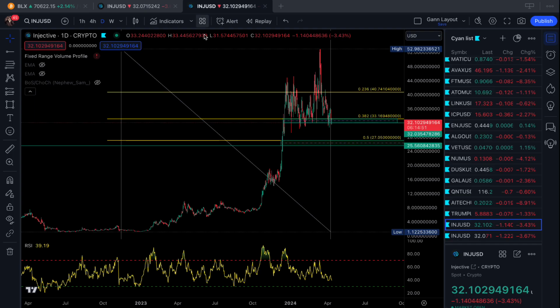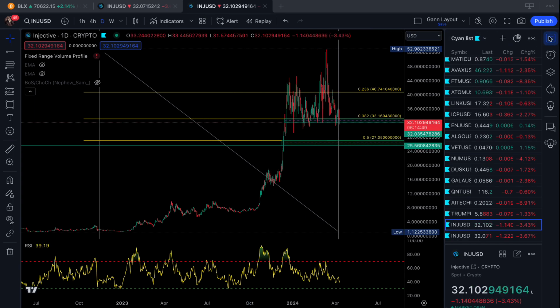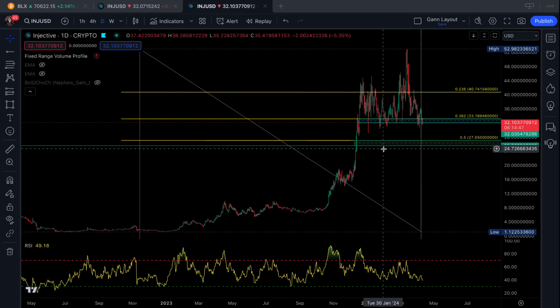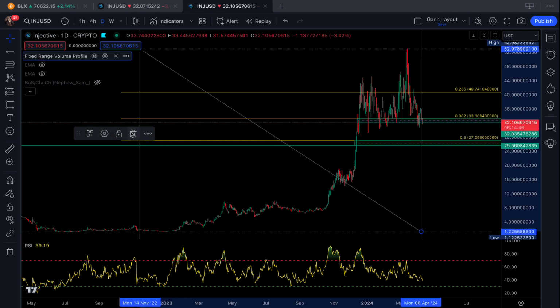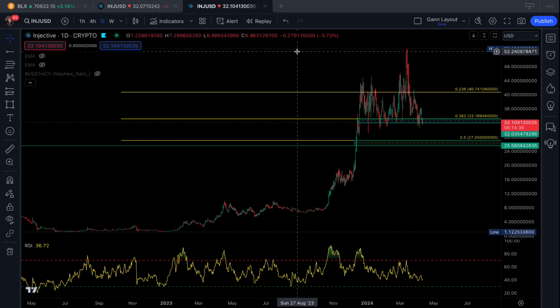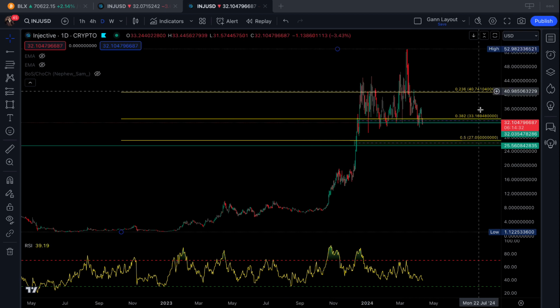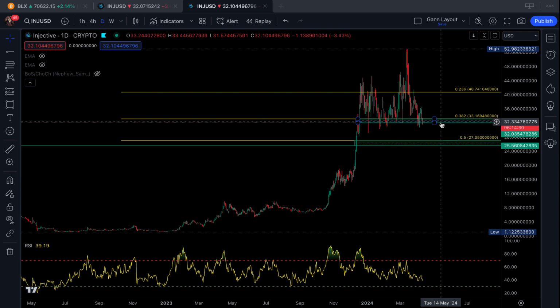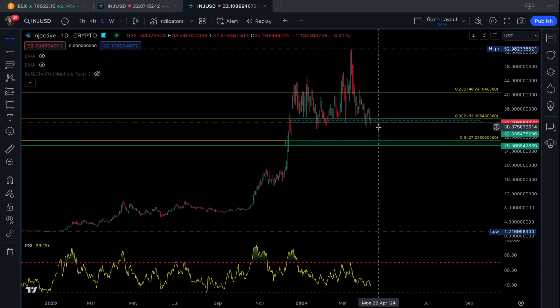Okay, now let's go over to the daily and see what we can see. On the daily chart, I pulled a fib retracement from the low from $1.12 to the high of $53. It appears as if the 0.382 fib retracement, which sits between $32 and $33, is currently holding.